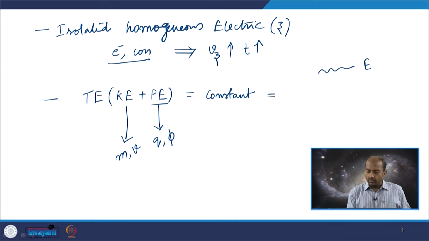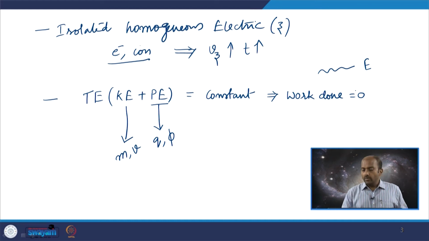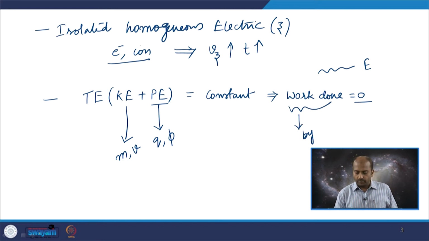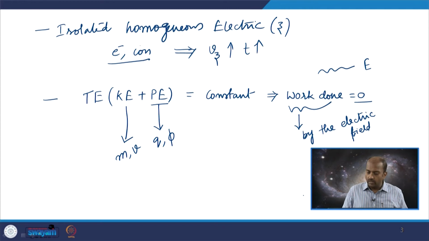A consequence of this is that the net work done is 0. If there is no change in the energy, the work done is 0. What is doing this work? The work is done by the electric field, so there is no amount of work done by the electric field. This is an important conclusion that we derived in the last class.